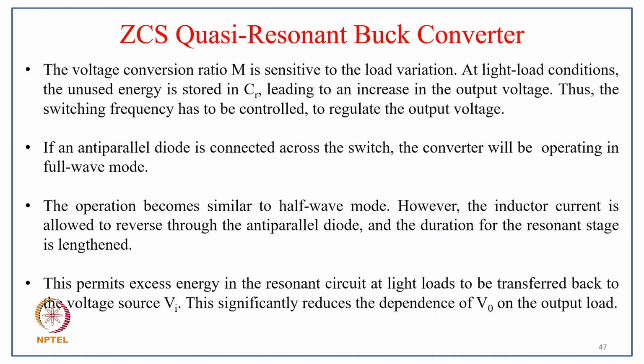So the voltage conversion ratio M is sensitive to the load variation. At light load conditions, the unused energy is stored in CR, leading to an increase in the output voltage. Thus, the switching frequency has to be controlled to regulate the output voltage. If an anti-parallel diode is connected across the switch, the converter will operate in the full wave mode, and the operation becomes similar to half wave mode. However, the inductor current is allowed to reverse through the anti-parallel diode, and the duration of the resonant stage is lengthened. This permits excess energy in the resonant circuit at light loads to be transferred back to the voltage source Vi, and this significantly reduces the dependence of V0 on the output load.